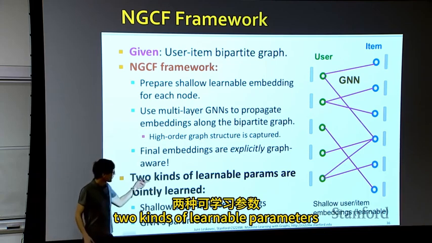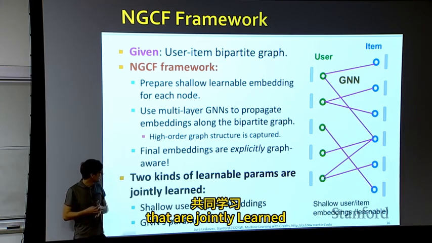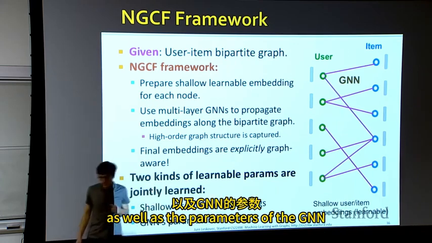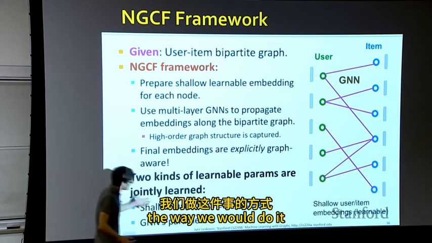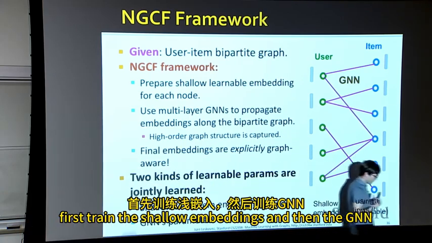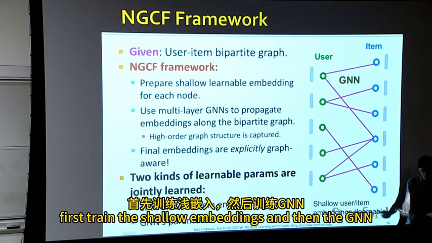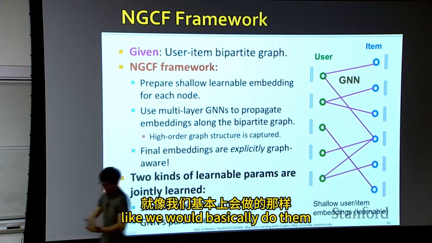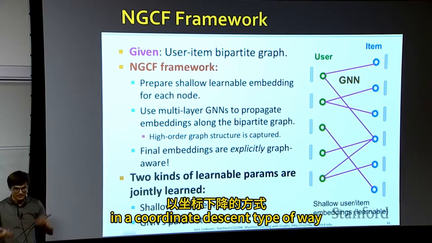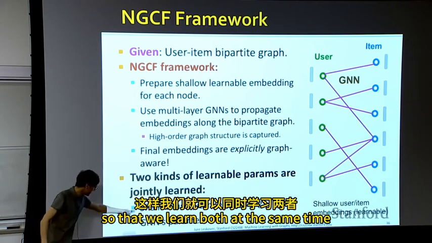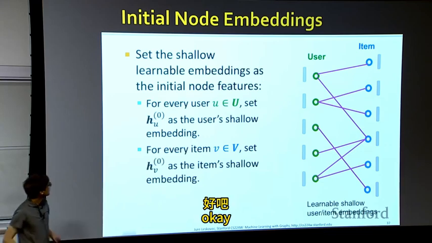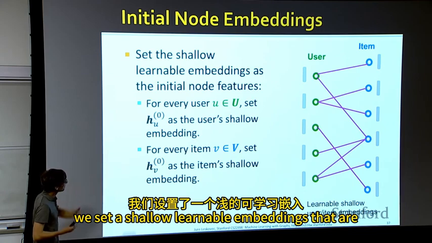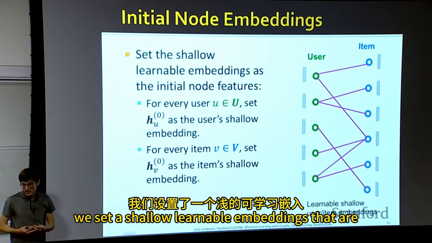There are two kinds of learnable parameters that are jointly learned: the shallow user-item embeddings, as well as the parameters of the GNN. Right? So here, the way we would do it, we would not first train the shallow embeddings and then the GNN, but we would do it one after the other, right? We would basically do them in a coordinate descent type of way, so that we learn both at the same time.